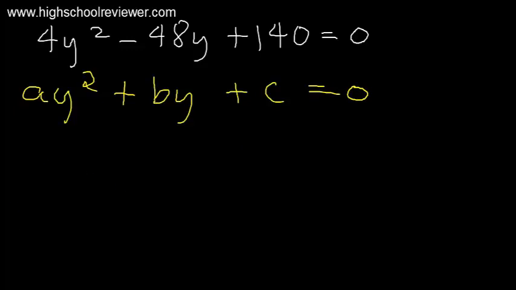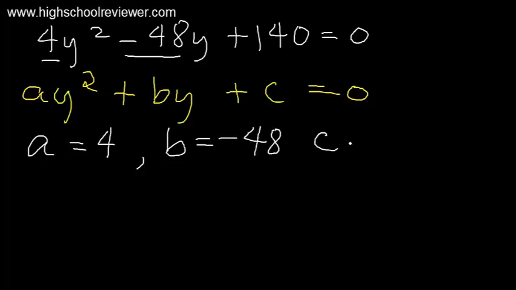Now, our a here will be the numerical coefficient of our first term. This is positive 4. Our b will be the numerical coefficient of our second term. This is negative 48. And our c is our constant, the third term, that is positive 140. So we can now solve this using the quadratic formula.